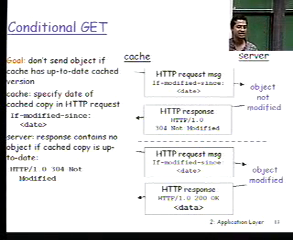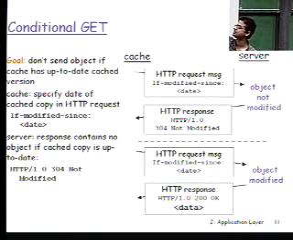If this object has been modified since, then send it back to me. The server will respond that this has not been modified in the last half an hour or 1 hour. So I'm not going to send you the object, I'll only send this status code, not modified. So this interaction will be quick, and you don't have to download a fresh copy.